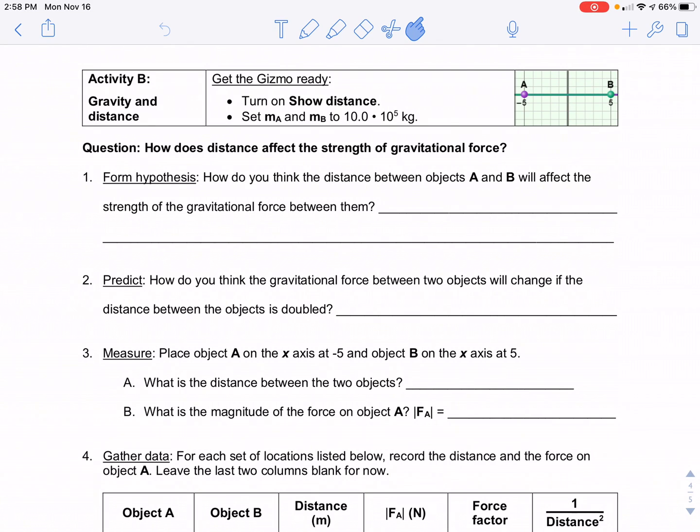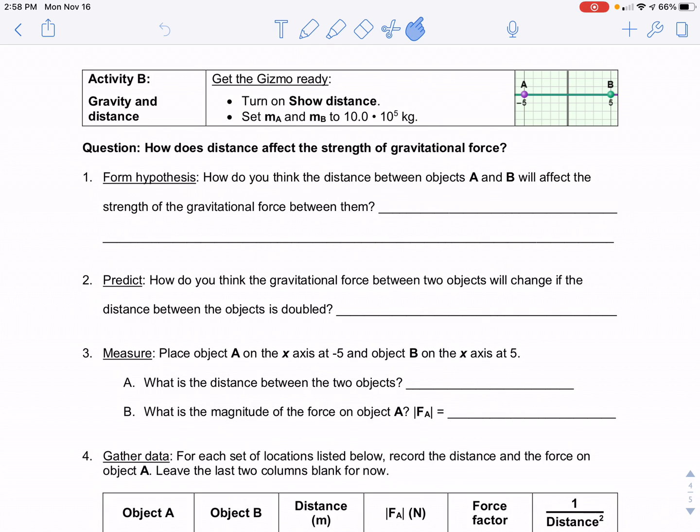Hello, welcome back. In this video, we're going to take a look at the second part of the Gravitational Forces Gizmo Lab. That is Activity B, Gravity and Distance. What we want to know is, how does distance affect the strength of gravitational force?